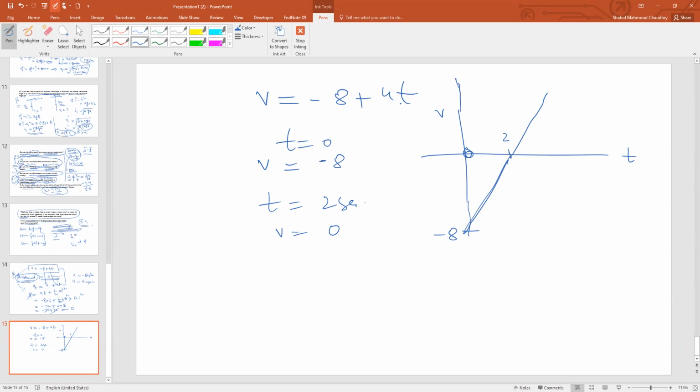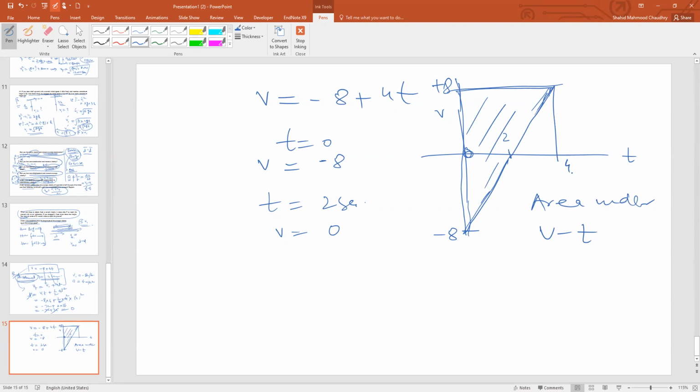When T is equal to 4 seconds, 4 4s are 16, minus 8, the answer is +8. The value is this one. So the graph line is this one. Now you can find the distance from this triangle, the area under the graph. Remember, the area under the VT graph will give you the distance. If I take this whole triangle, this is 4.